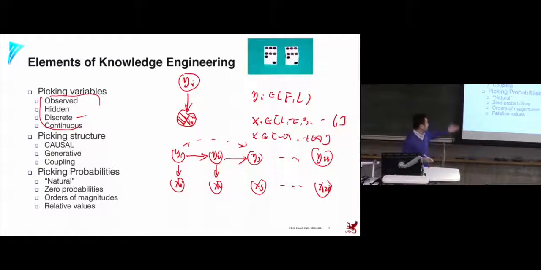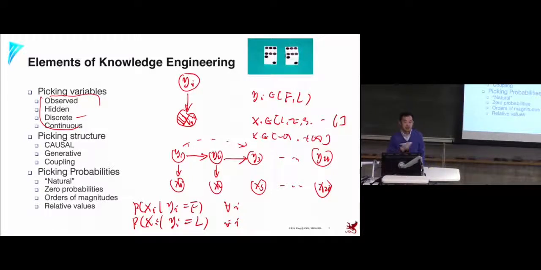And then you also need to define the probabilities. For example, how to express the fact that a fair die has equal probability of all the faces? That's represented by the conditional probability of xi given yi equals f, and p of xi given yi equals l. These two probabilities, in fact for all the i's. How to express my policy or my strategy in picking the dice?